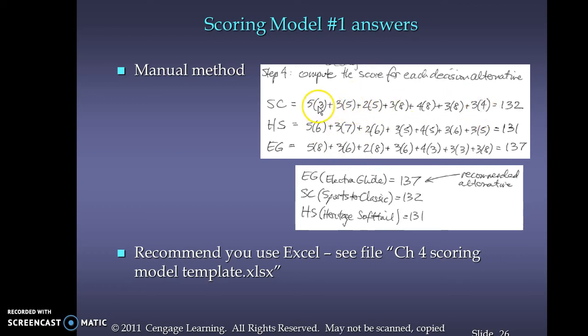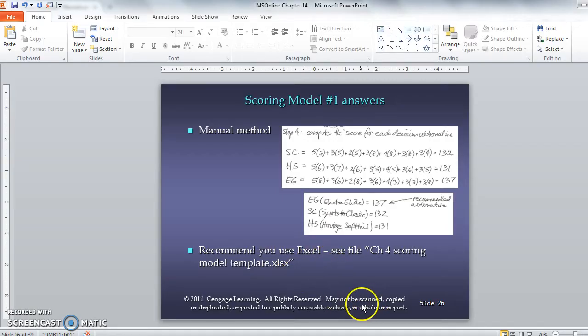Do the math, multiplication, then addition. We get a total score in that case. So in that scenario, the Electric Glide scores 137, which is the highest. Therefore, that would be the recommended alternative. You can do it that way if you wish. Also recommend you use an Excel file.